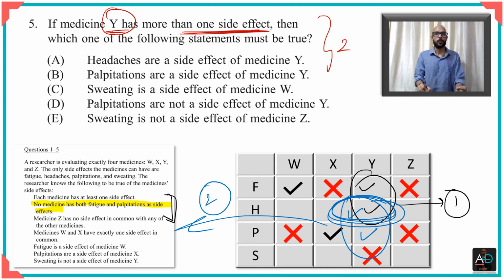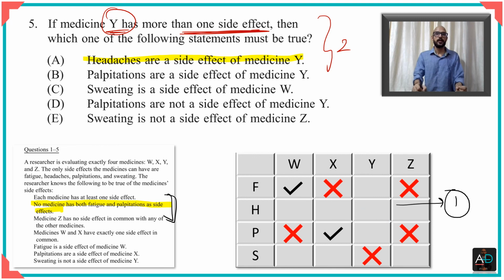And then when you look at the options, you can clearly see that the first option, headaches are a side effect of Y, is the true option, because in any case this will have to be true, whether it is case 1 or case 2. So as you can see, this is the very clear and obvious right answer. So you see, once you have this table, the question becomes very easy to solve.